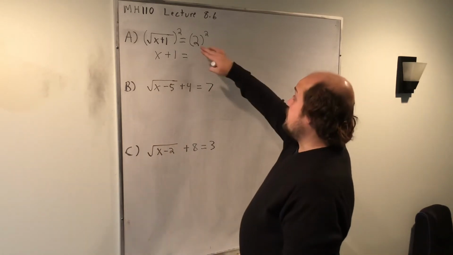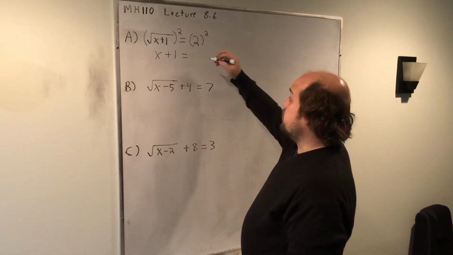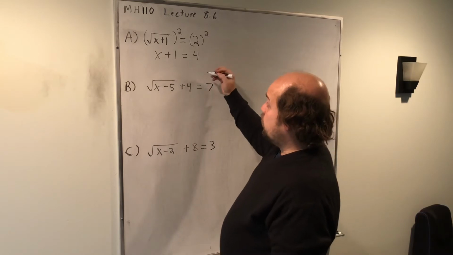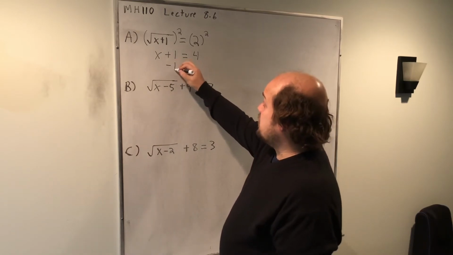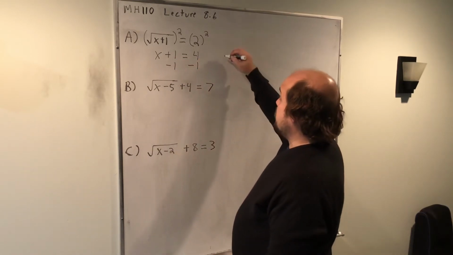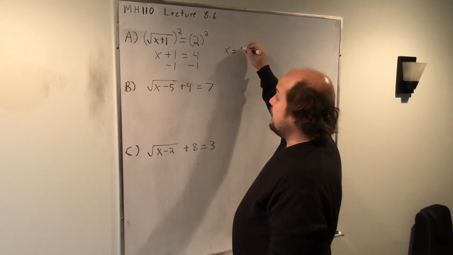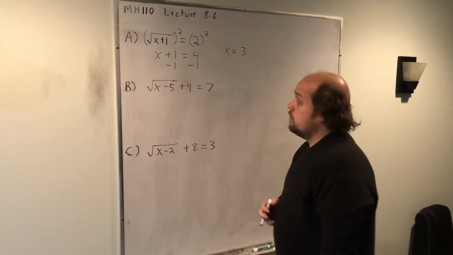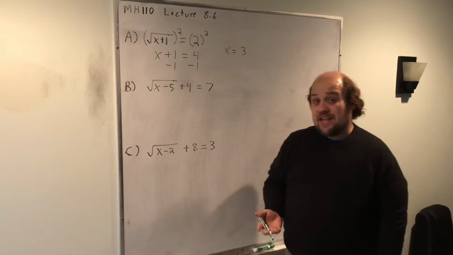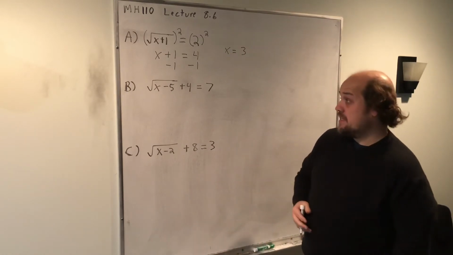On the right-hand side, 2 to the power of 2, or 2 squared, is 2 times 2, which is 4. I then have an equation that's easy enough to solve by subtracting 1 from each side. That gives me the correct final answer of x equals 3. B is the same general idea, I just have to make one move to make it similar.